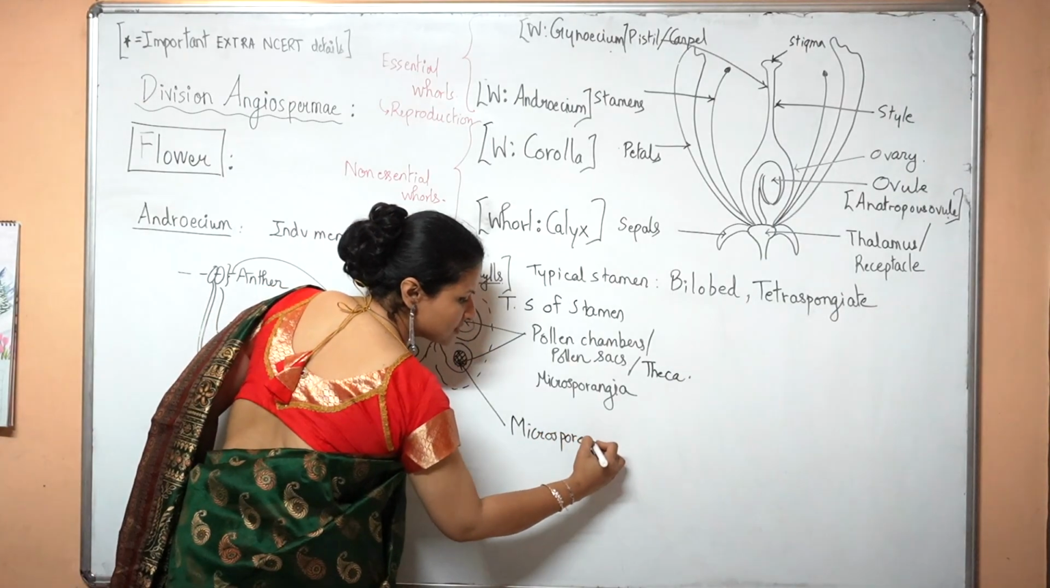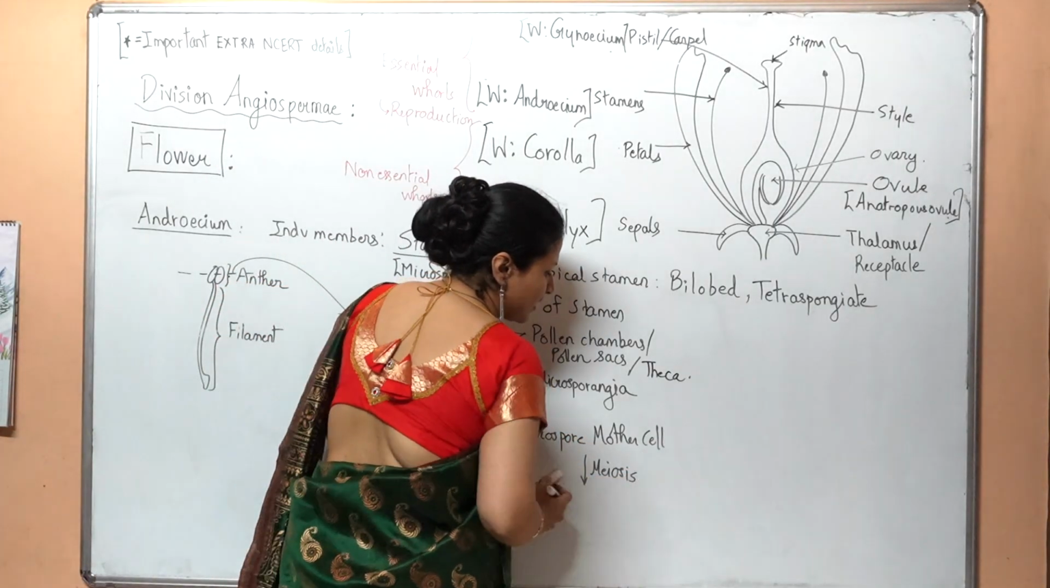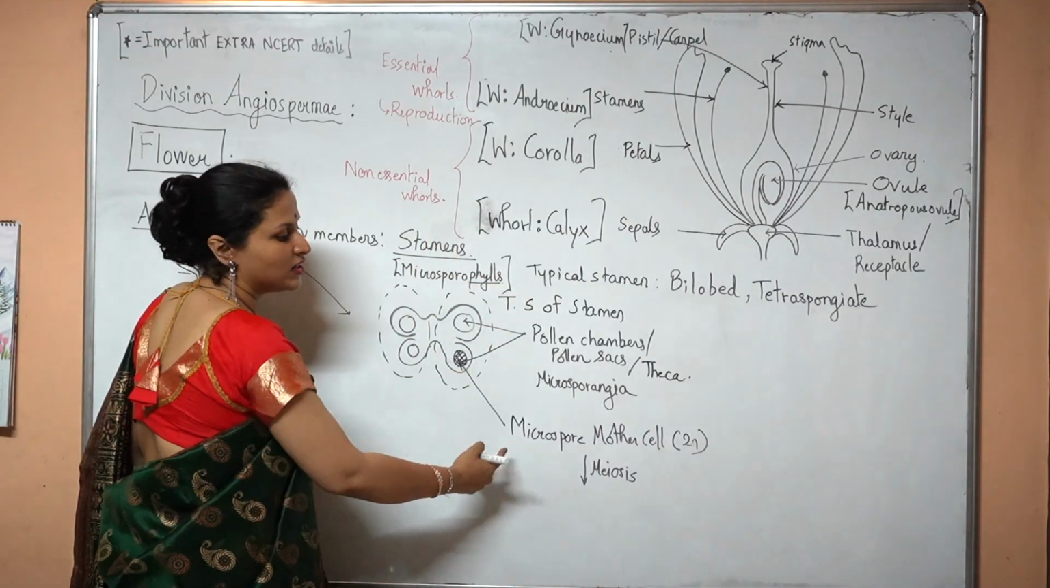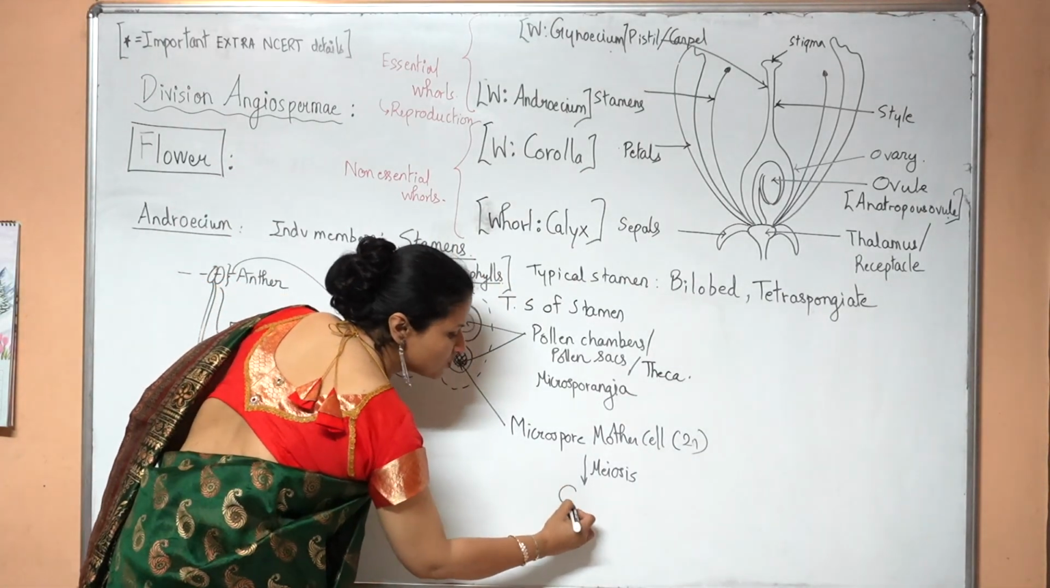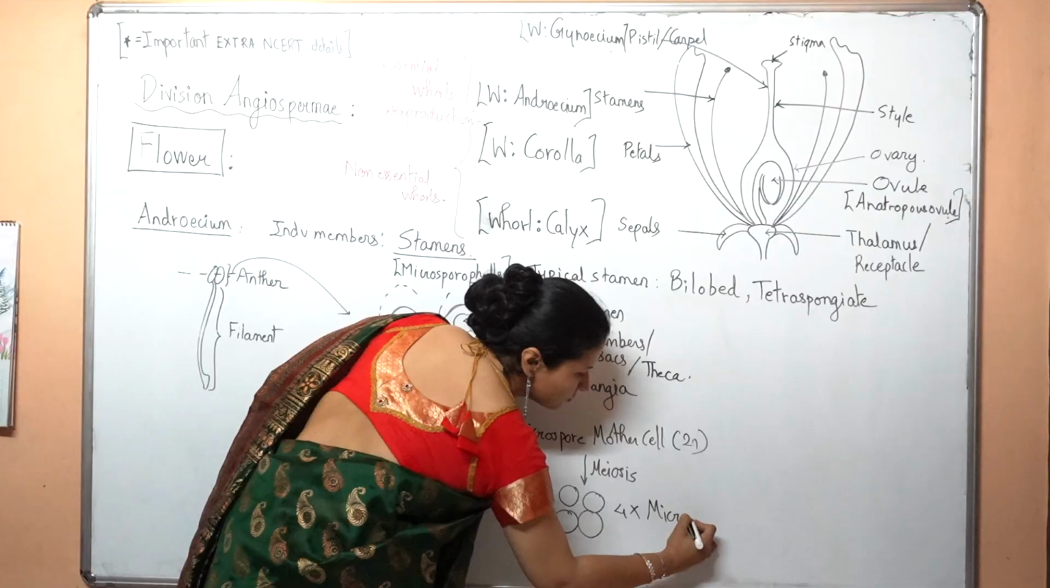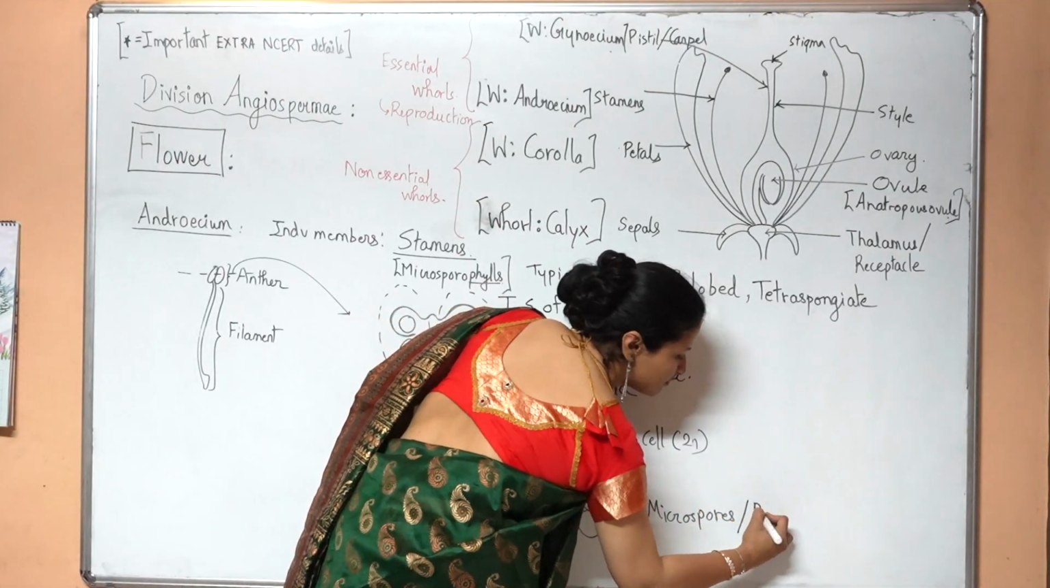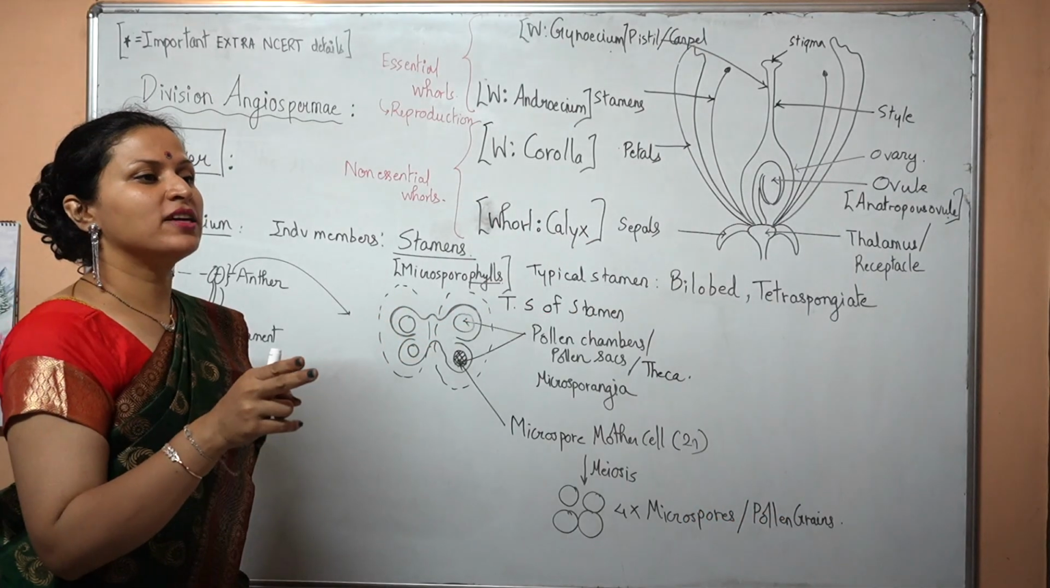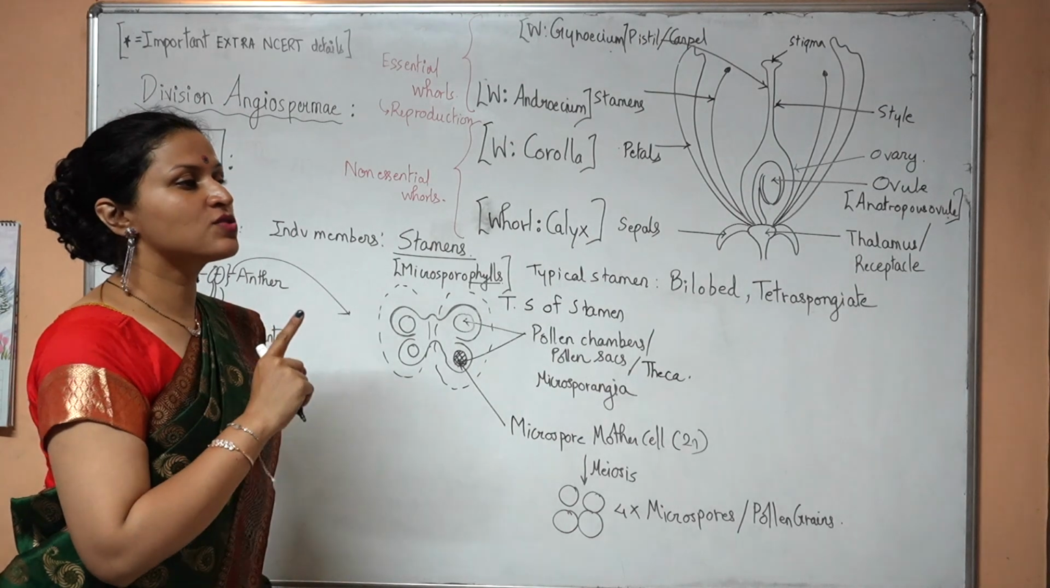These microsporangia inside them will have the presence of microspore mother cells. Each microspore mother cell is a 2N cell. It will undergo the process of meiosis and produce 4 microspores, also called pollen grains. 4 microspores for 1 microspore mother cell.